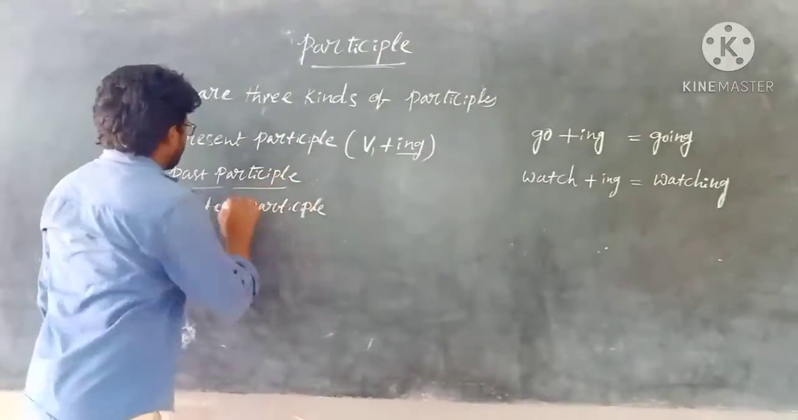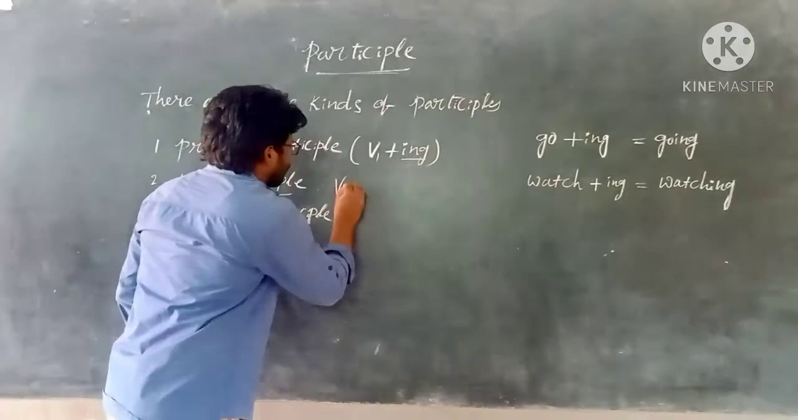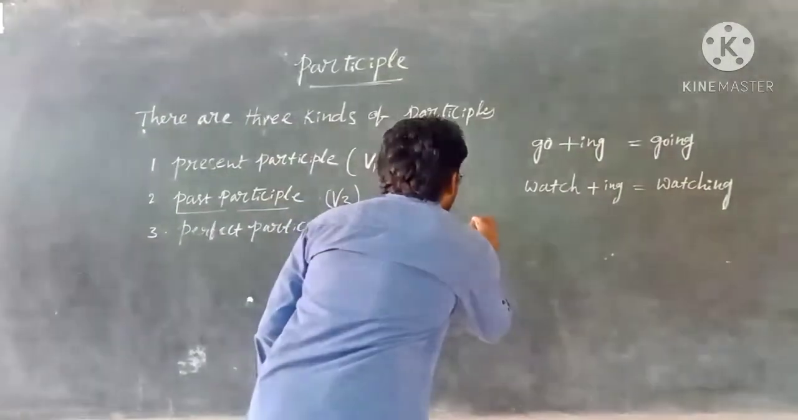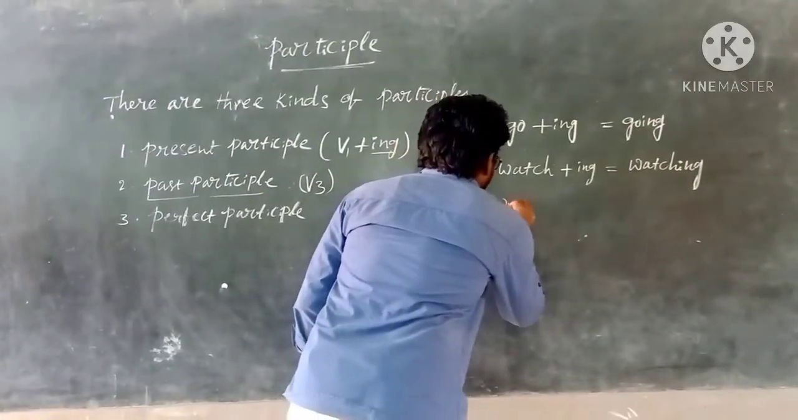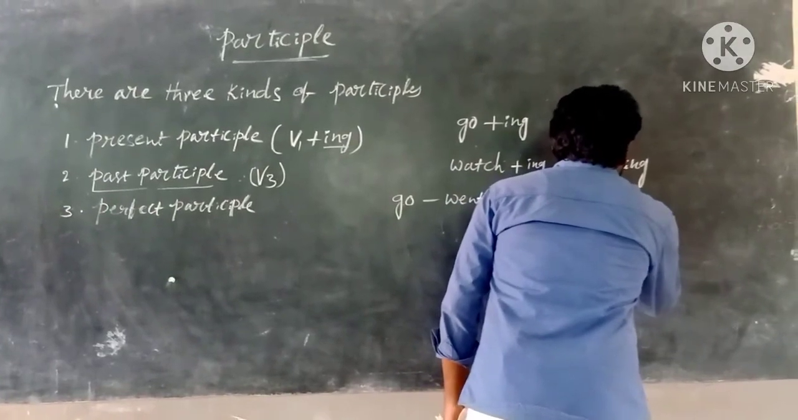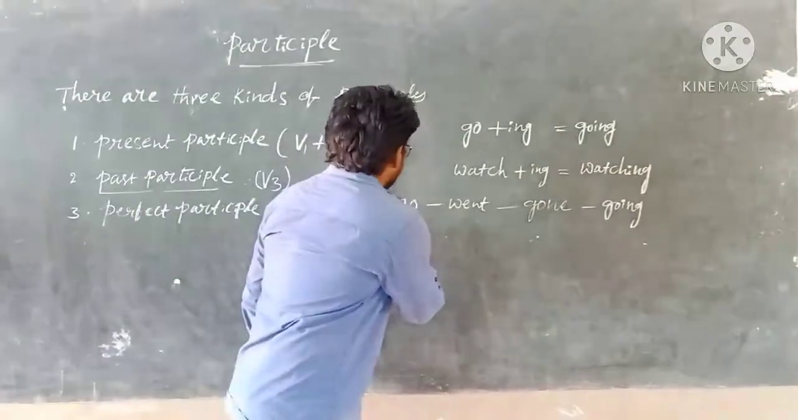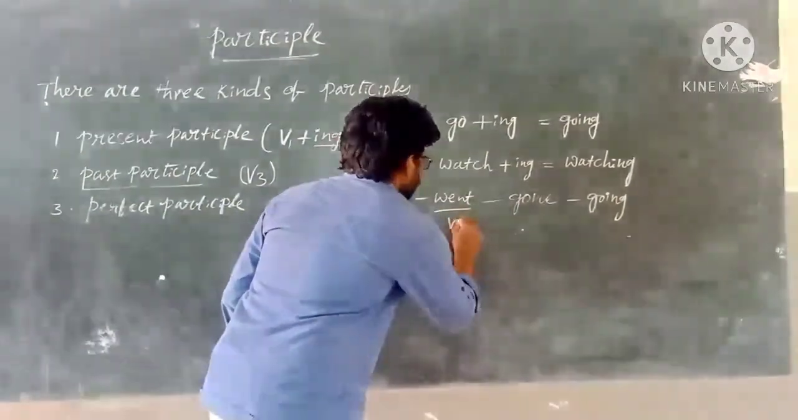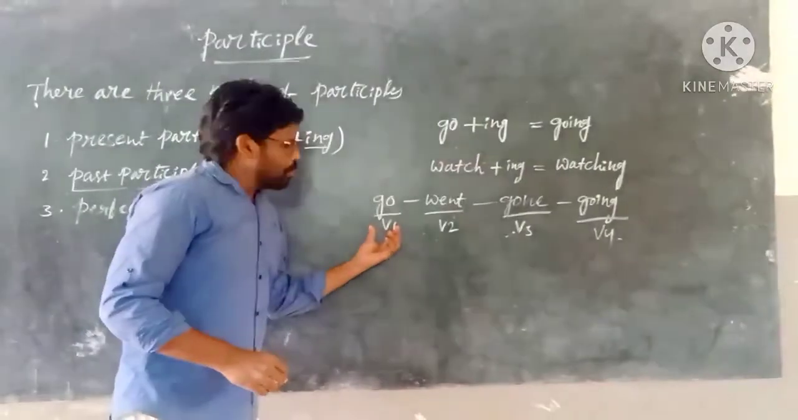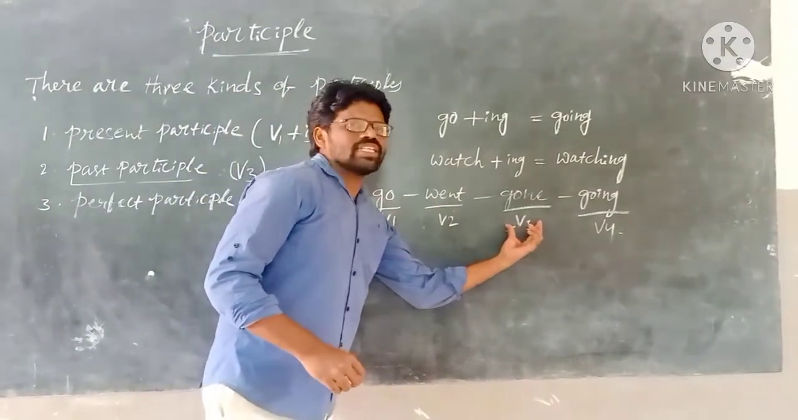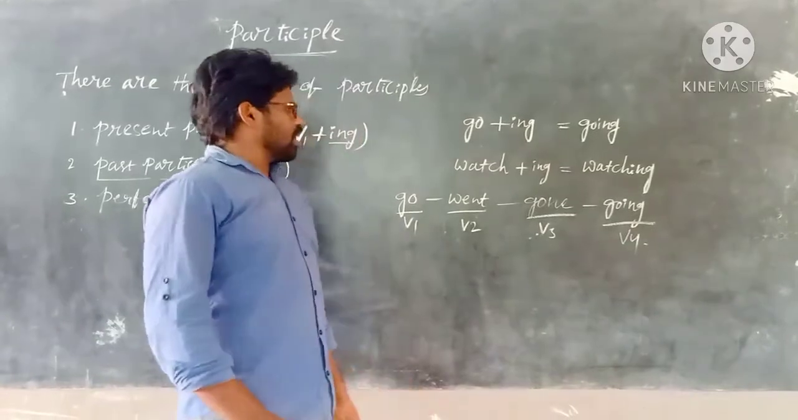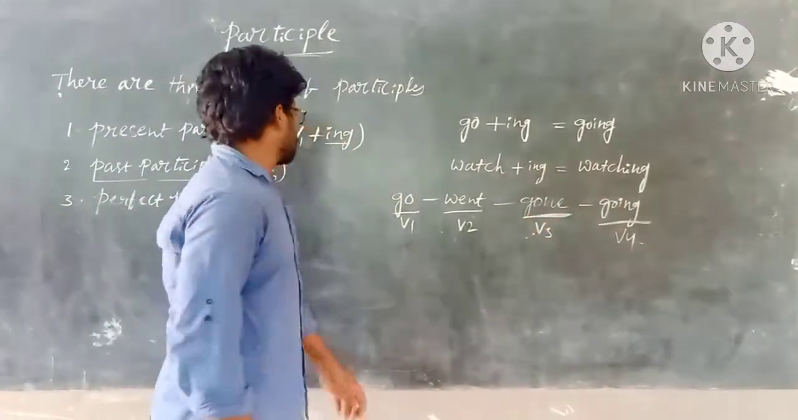Now, what is the past participle? Past participle is nothing but verb 3. Verb 3 is called past participle. For example, if you take the verb go, went, and gone, and going. Go is V1, went is V2, and gone is V3 and going is V4. V1 is the present form, V2 is the past form, V3 is the past participle. What is the past participle? V3. Gone is the past participle.